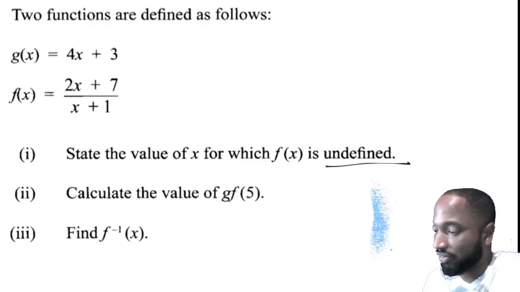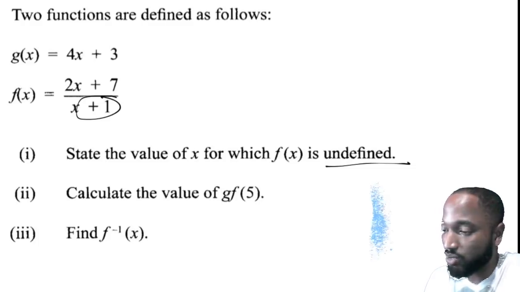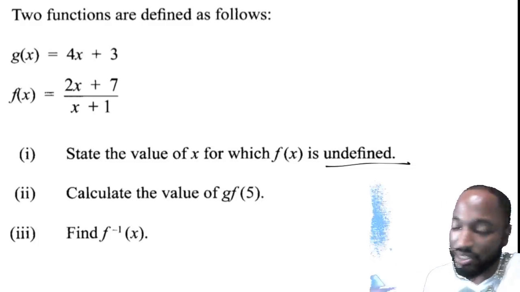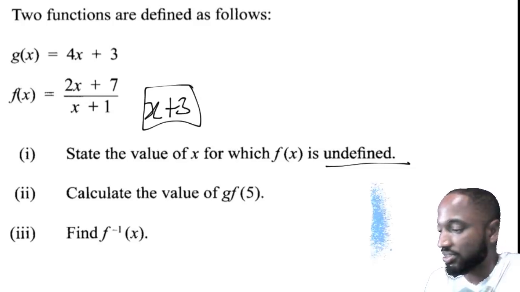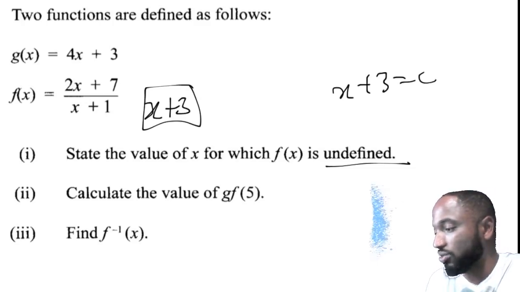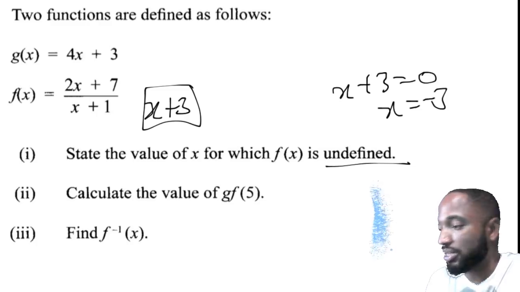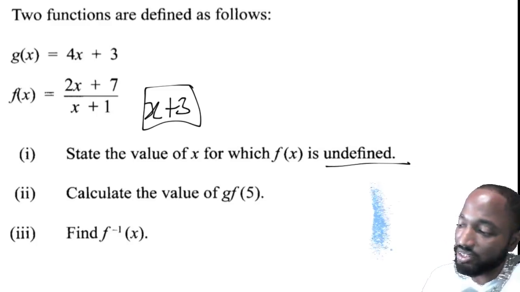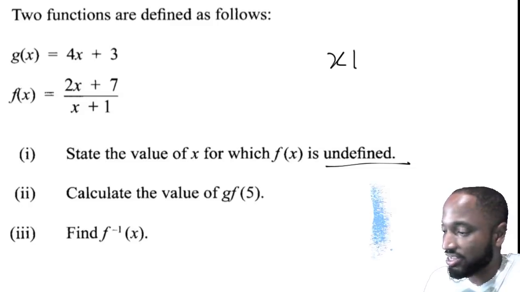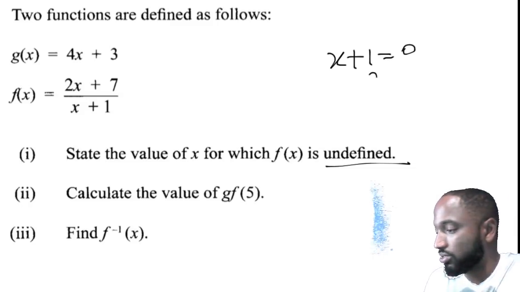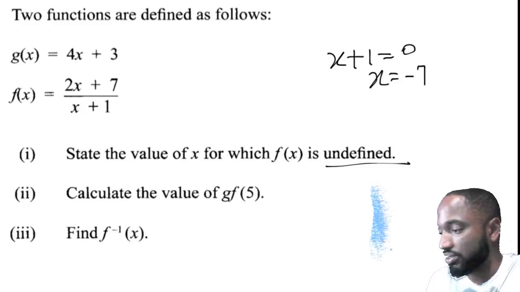So the value where f of x is undefined, you want the value when x plus 1 is equal to 0, or the denominator is equal to 0. If it was x plus 3 in the denominator, I would put x plus 3 is equal to 0, x is equal to negative 3, but it's not x plus 3. It's actually x plus 1 in the denominator. So for undefined, denominator equals 0, so x is equal to negative 1. You get a mark there.